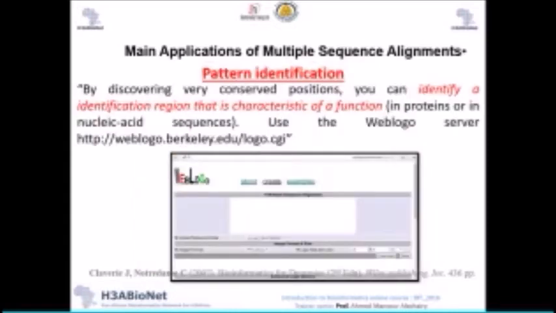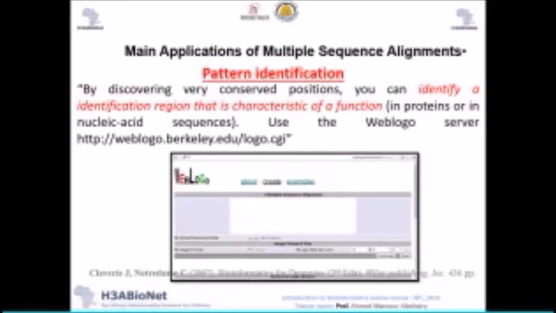Number three, we can also use it for pattern identification. By discovering conserved positions, you can identify a region that is characteristic of a function. This means a pattern: a region that is characteristic of a function in that protein family. So in this step, we get multiple proteins, align them, and then use something like WebLogo to find out what kind of pattern is in our sequence. This can be used in proteins.